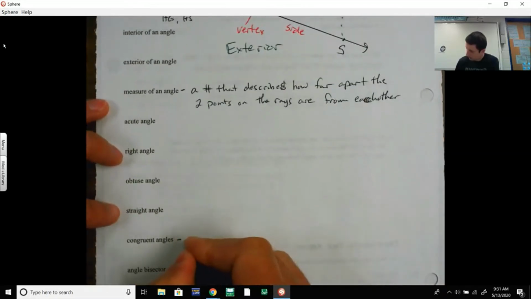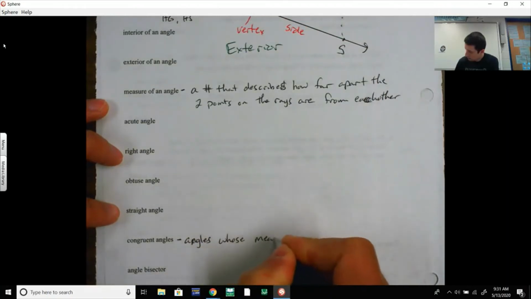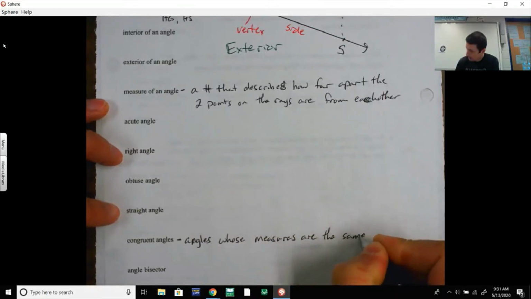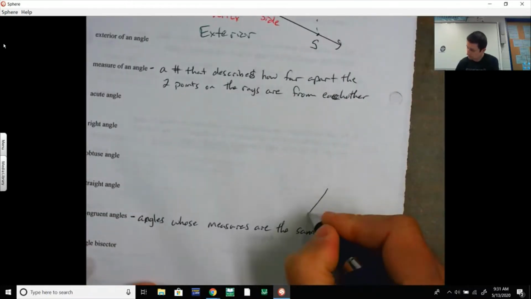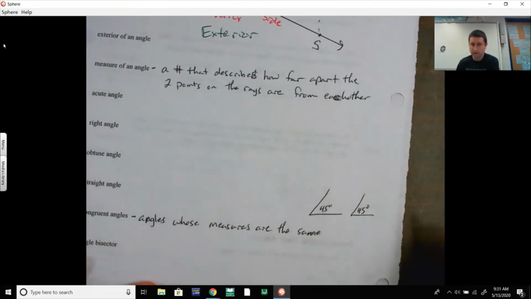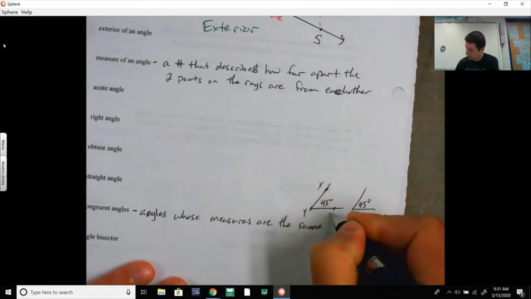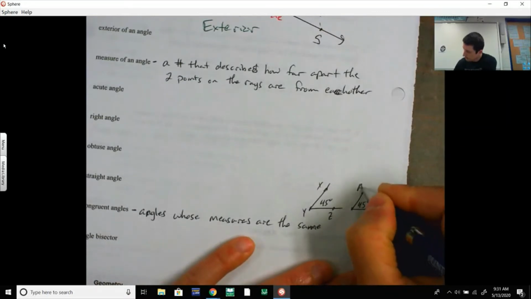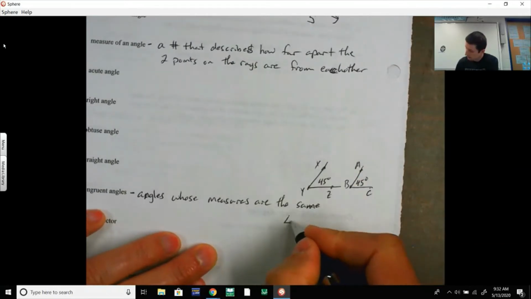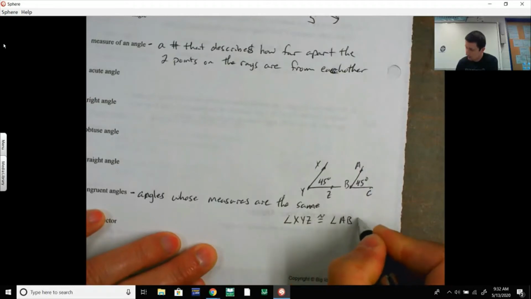Congruent angles, these are angles whose measures are the same. Angles whose measures are the same. So if that's 45 degrees, if they're acute, that would have to be 45 degrees. Okay. So this is X, Y, Z. This is A, B, C. We could say angle XYZ is congruent to angle ABC.